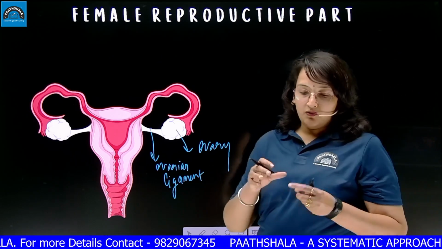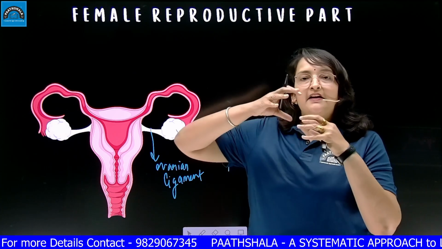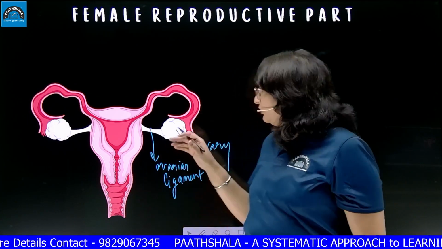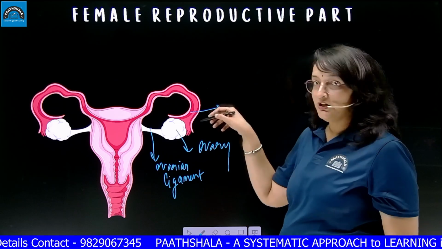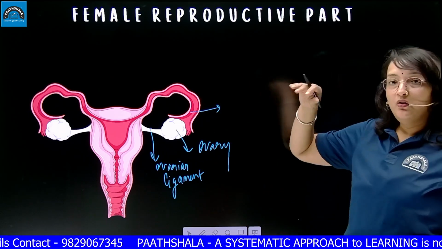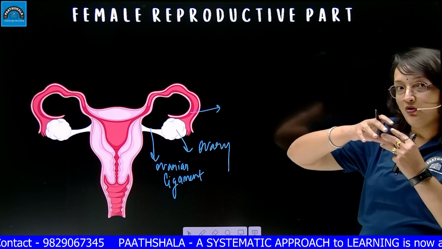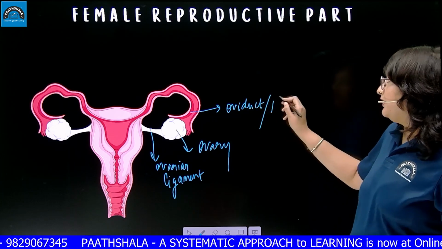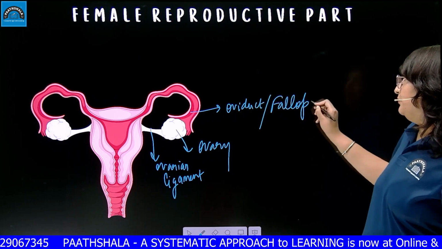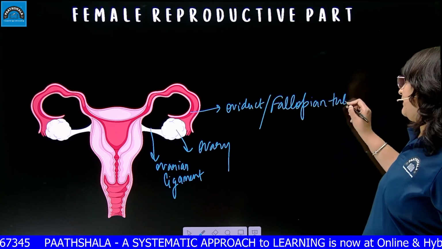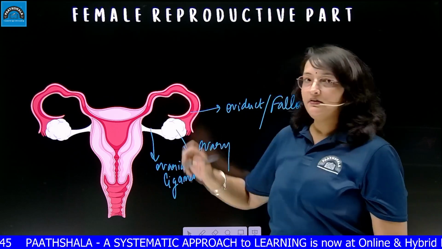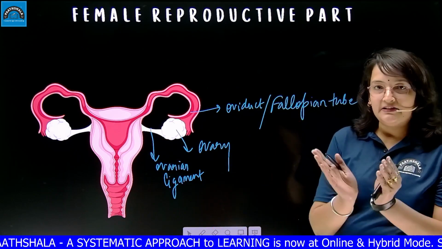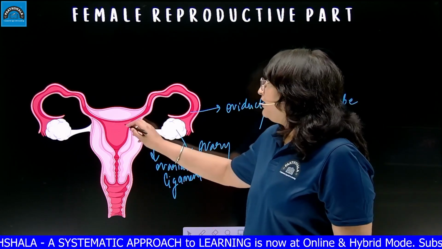And these ovaries are covered by a funnel-like shape. And this funnel-like shape will be connected with a tube. So this tube part, which is covering the ovary, is called oviduct, or we also call it fallopian tube. So this part is called fallopian tube. Now this fallopian tube opens into an inverted pear-like structure. This structure is called uterus.